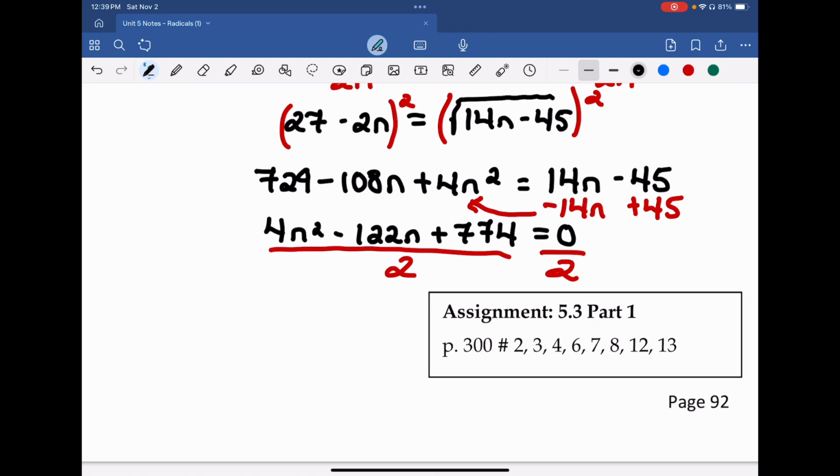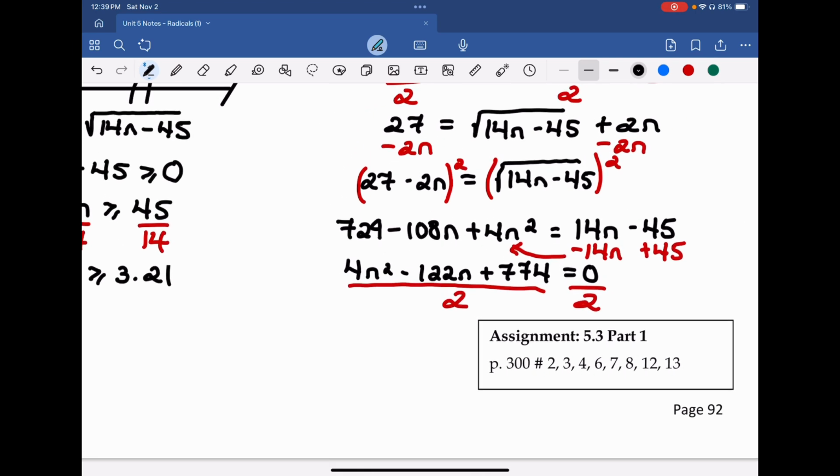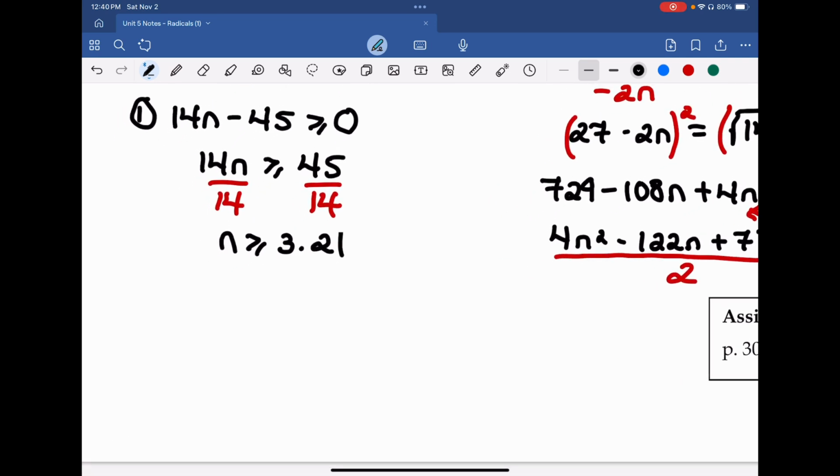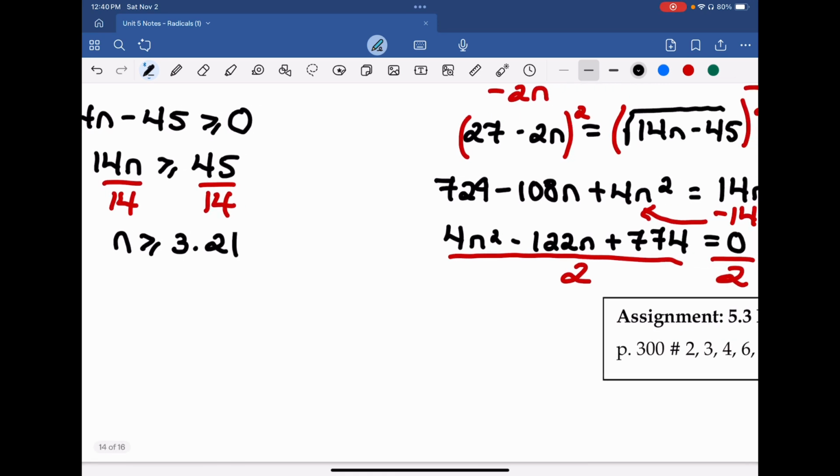Now, this is going to give us a quadratic equal to, let's see what space we have here. Maybe let's do it over here. We'll continue somewhere below here. So the quadratic we get is, actually no, let's do it pretty close to here. It's going to be 2n squared, and then our middle term is going to be negative 61n. 774 divided by 2 is plus 387, and this is all equal to 0.